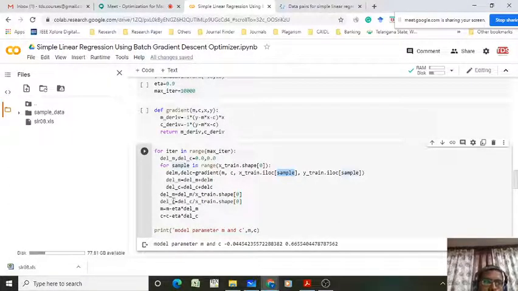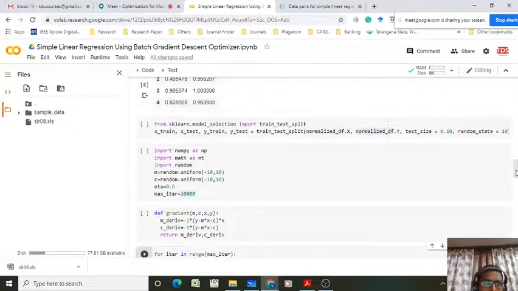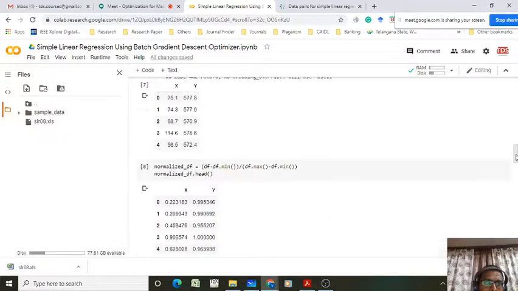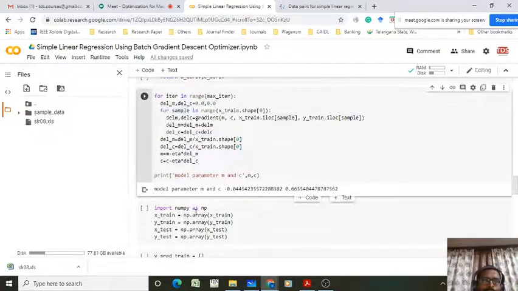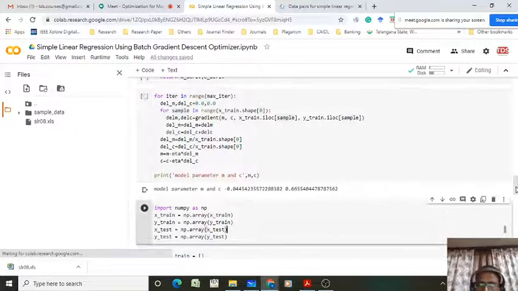Once you get dou f by dou m and dou f by dou c, you update the m and c parameters: m equals m minus eta into something like this. Up to here it's fine. Now, once running is over, we go to the next cell.